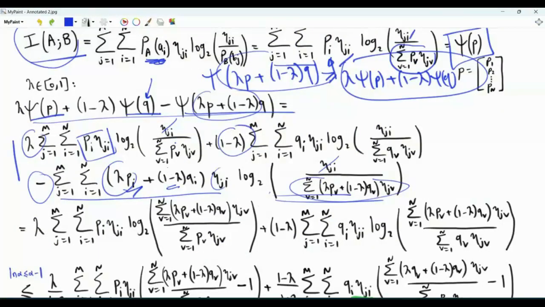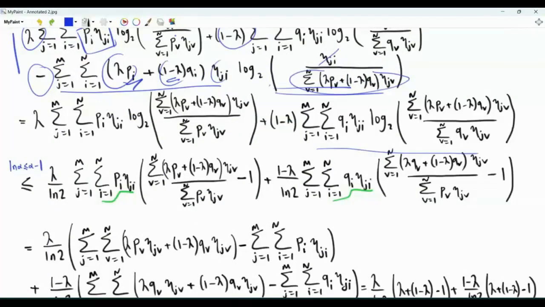We handle the sums multiplied by 1 minus lambda similarly. We then employ our inequality that for a positive real number alpha, ln alpha is less than or equal to alpha minus 1. We change the logarithm to the base 2 to ln of this quantity divided by ln 2. And then we have the upper bound is this quantity here, minus 1. And we do the same here.